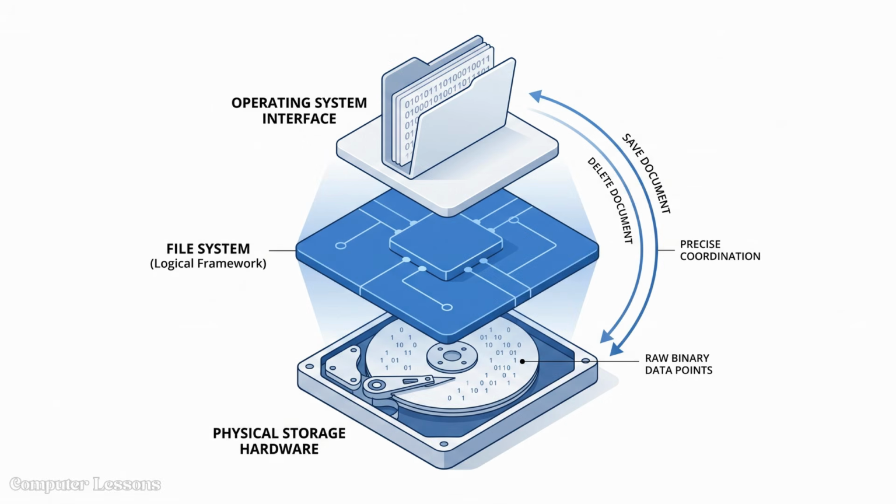File systems act as the primary translator between physical storage hardware and the operating system interface. Without these logical frameworks, a hard drive remains a chaotic sequence of raw binary data points. Every operation to save or delete a document requires precise coordination between the kernel and the storage controller unit.